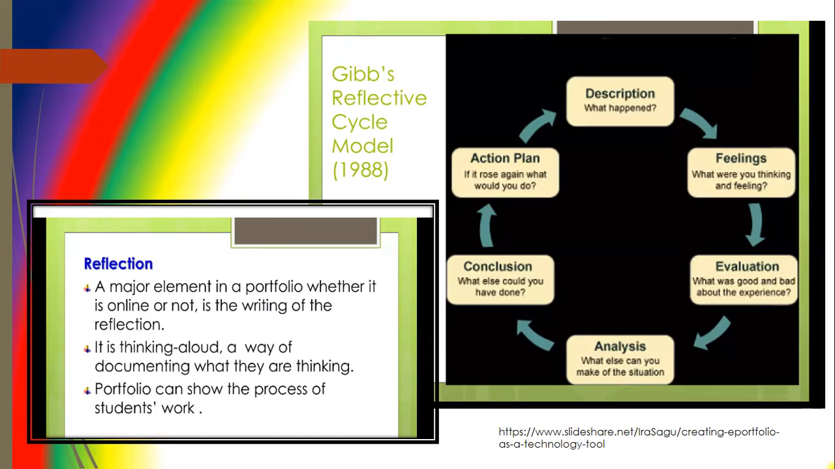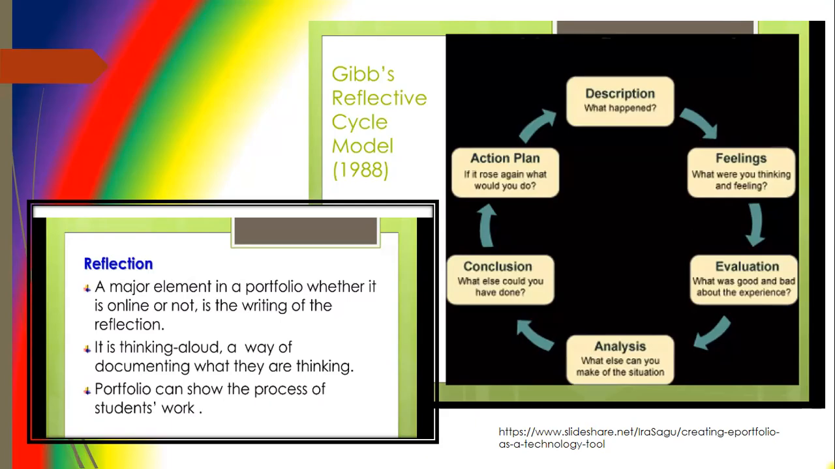Then you have the action plan, and you are going to answer, if it rose again, what would you do? Okay, so you need to have the action. Supposing you have the same scenario, so okay, you need to have the action. Again, we have the 6 steps in the Gibbs reflective cycle model.